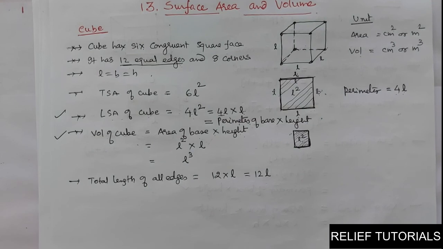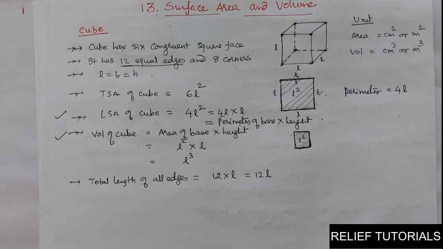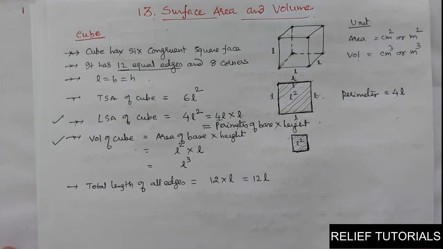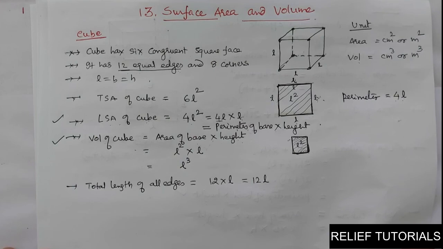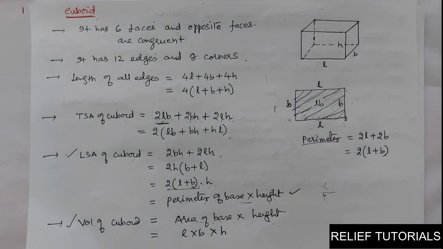So moral of the story is, when I ask what the lateral surface area of a cube and cuboid is, you have to say perimeter of base into height. And when I say volume of a cube and cuboid, you have to say area of base into height. Clear? I hope you understood this very well. So I have just discussed the formulas of cube and cuboid. Tomorrow we will do the exercise. So this is cube, this is cuboid. Thank you very much.